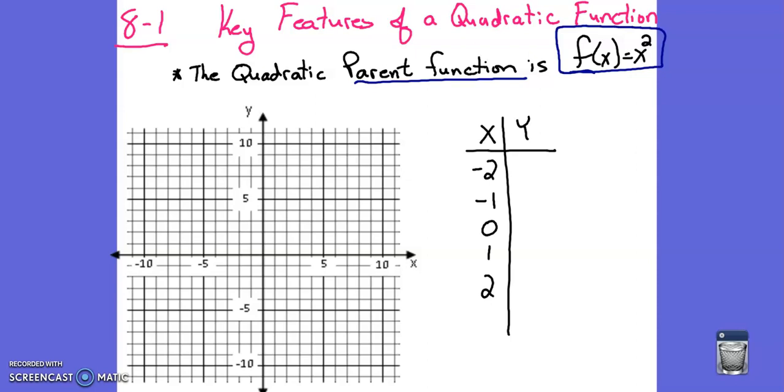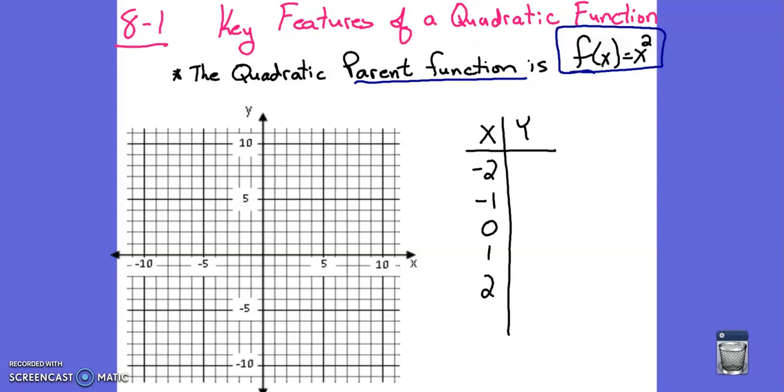And you're like, well, why is it called a parent function? Well, much like parents have offspring, and the offspring have similar traits to it. They might have similar eyes or hair or height, or whatever it is, and they have similar traits to it, but it all stems from the parent.